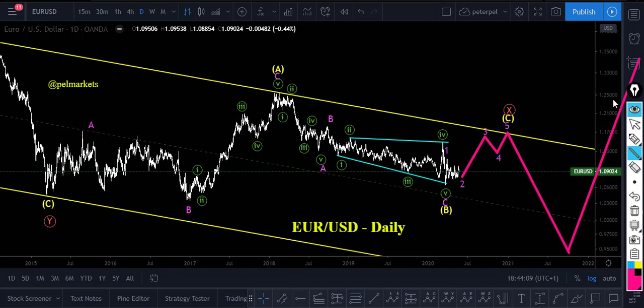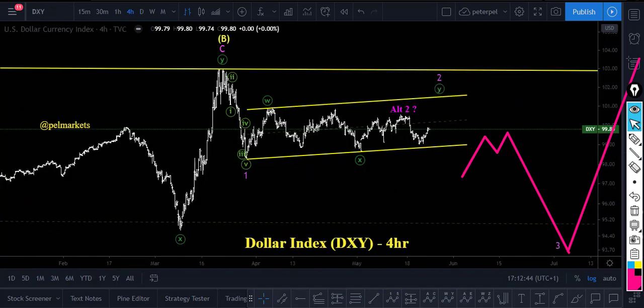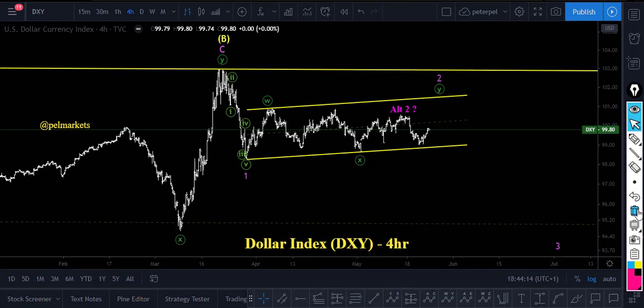And the Euro USD is in negative correlation with the dollar index. So it's always in the opposite direction. When the dollar index is moving downwards, Euro USD is moving upwards. The dollar index is like a cumulative of all the major dollar pairs.